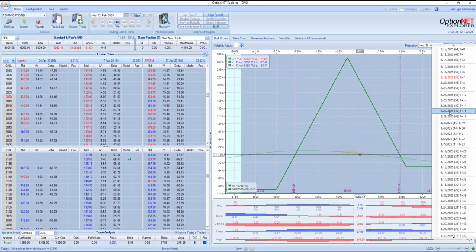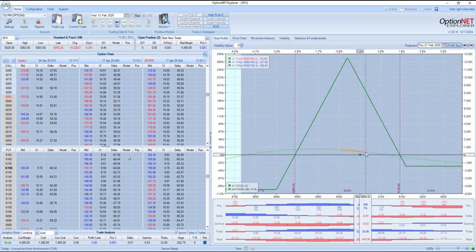How about T plus 15? You can see now the T plus 0 is a little bit higher, right? So again, as long as we're inside the tent, this trade is going to make money over the next 15 days. You just got to have the patience.